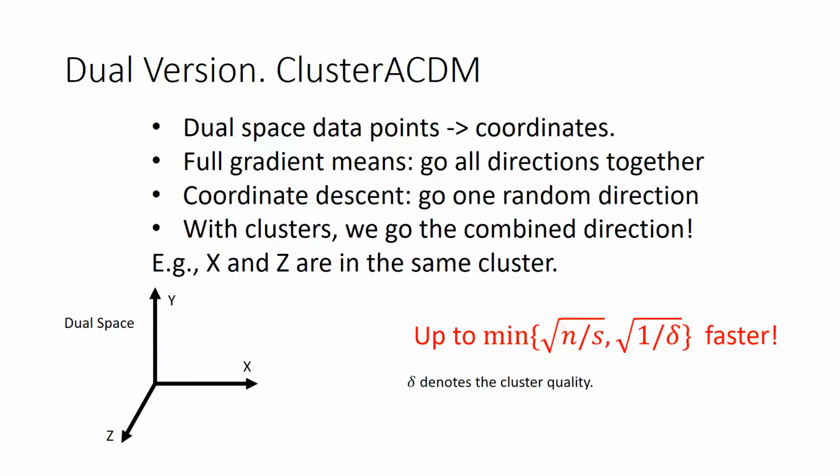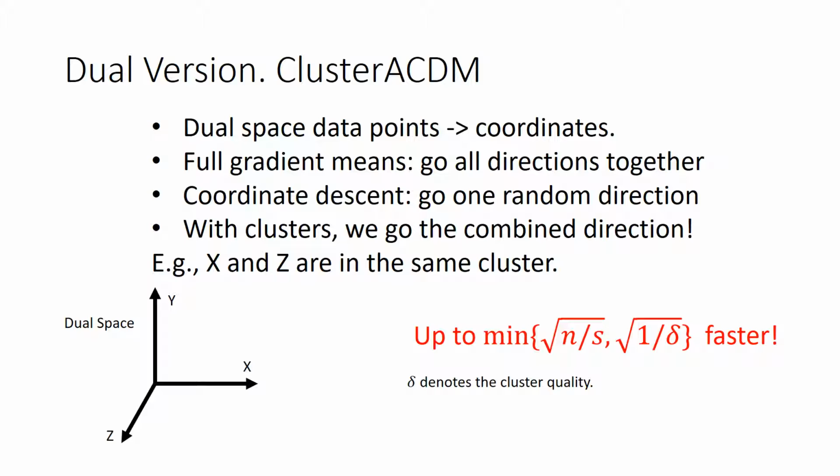The dual version: in the dual space, the data points correspond to the coordinates. Full gradient descent means we will go in all the directions together, and coordinate descent means we will go in one random direction. But here we have clusters, so we can go in the combined direction.